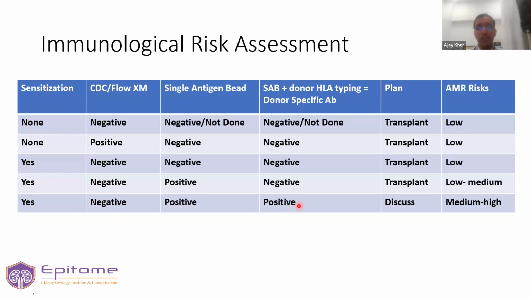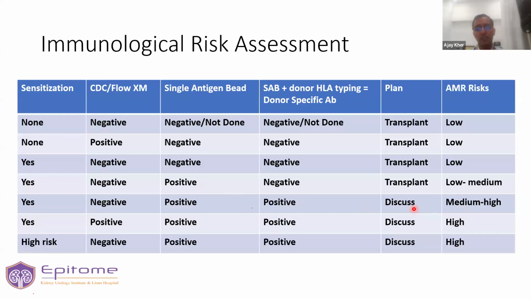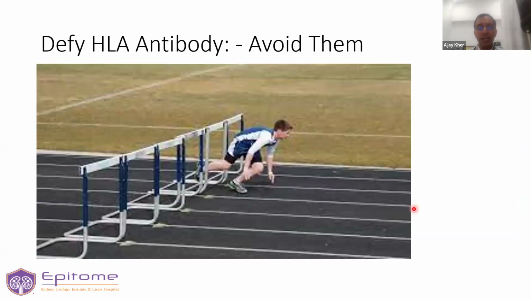Sensitization with donor specific antibodies is medium to high risk, you need to probably look for alternatives and discuss with family. Cross matches which are positive due to donor specific antibodies are very high risk. High risk sensitization, naturally with positive cross matches, or even if no positive cross match but just donor specific antibodies, you're at high risk. So my take home is if you want to defy HLA antibodies, try and go under the hurdle rather than trying to climb over it and avoid them.